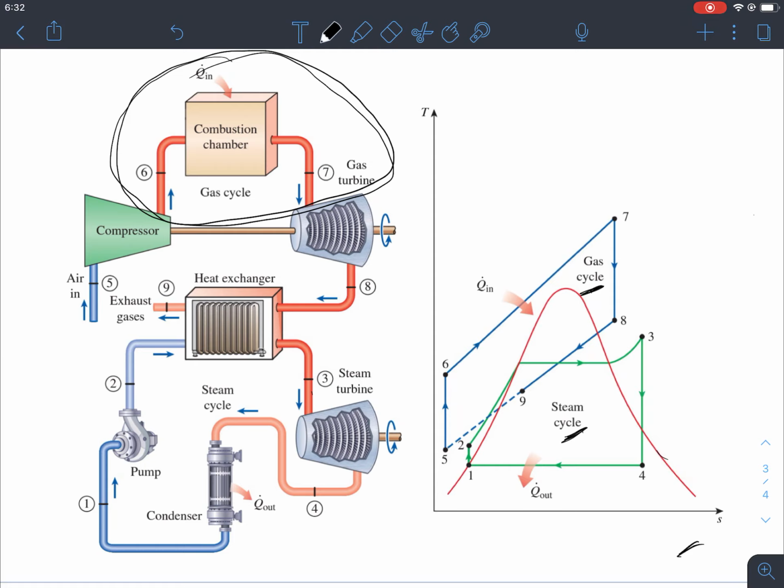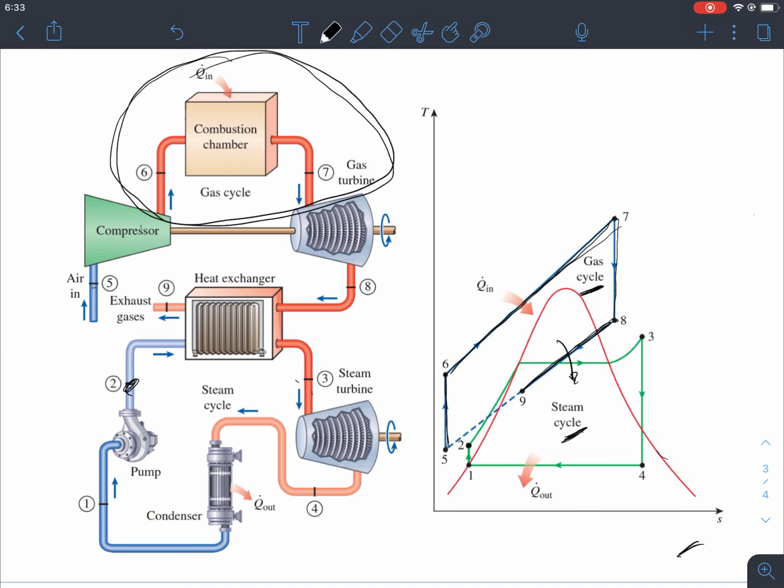Let's consider the gas cycle first. So we see that in the gas cycle, the compressor, from 5 to 6, its pressure is increasing and temperature is increasing, and then 6 to 7 is a constant pressure heat addition, right? And then from 7 to 8, it's expansion, and then from 8 to 9, basically the heat rejection, right? And that heat is basically accepted right here by this other cycle, which is process 2 to 3.